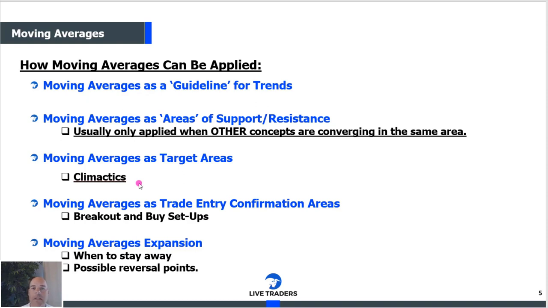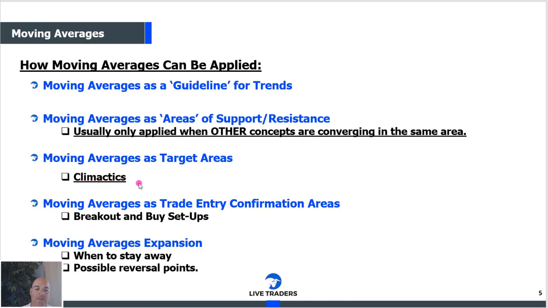So when you're in a climactic and see a stock just get absolutely hammered, the moving average is a good first target area, which we'll see in a minute. Next, moving averages as trade entry confirmation areas. You're like, what? What do you mean a moving average is a trade entry? You'll see, especially as it relates to breakouts and buy setups, okay? We can actually use where the moving average is as a guide to the likely area where a stock will begin to break out, okay?